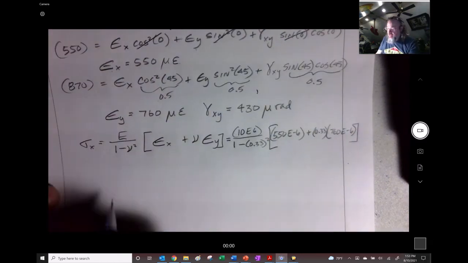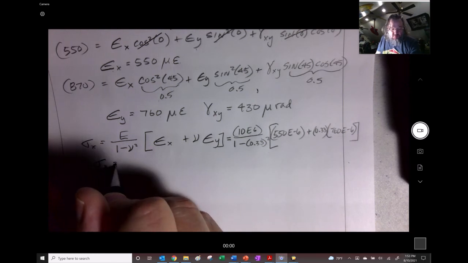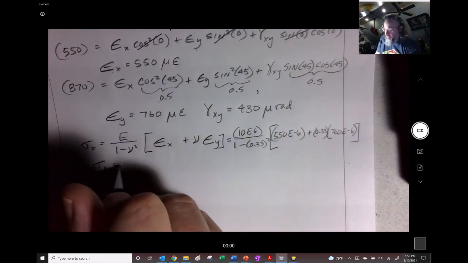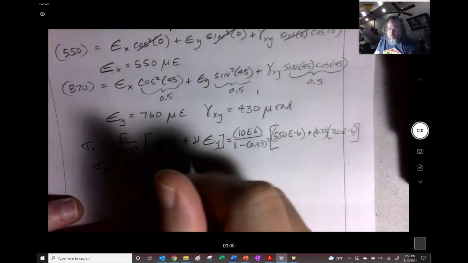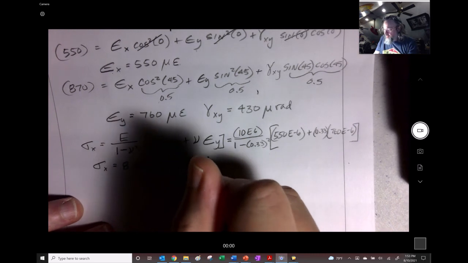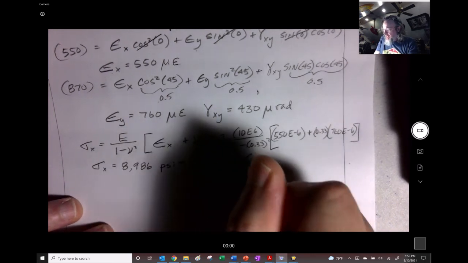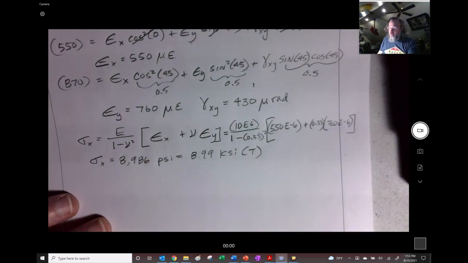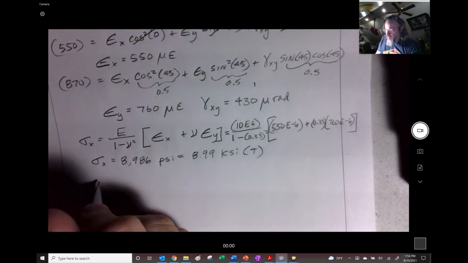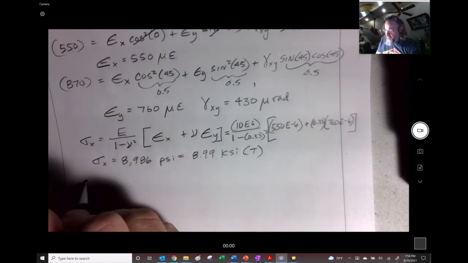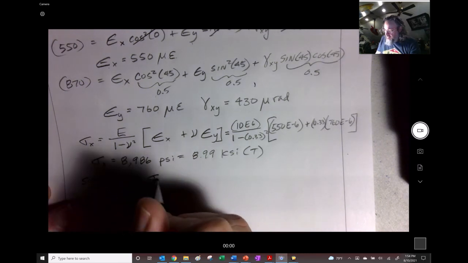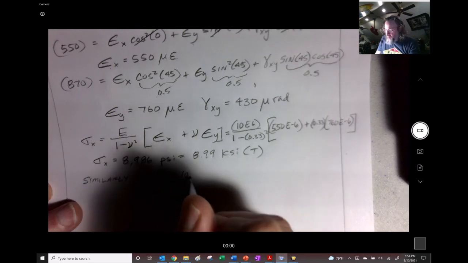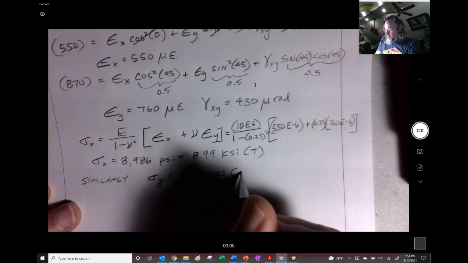My margins. I get a stress of, and then I'll write it down. 8,986 psi, or as we like to just write it out, 8.99 ksi, and it's positive, and the positives and negatives do matter here because we can't have compression onto the thing. And similarly, I got lazy apparently. Similarly, sigma y is going to be 10.6 ksi in tension.